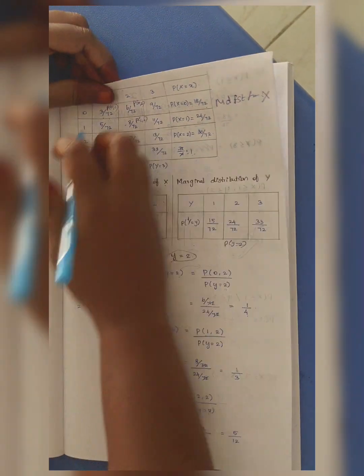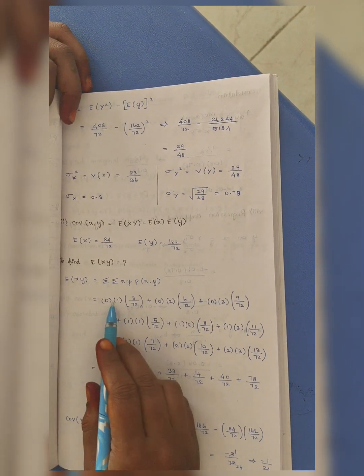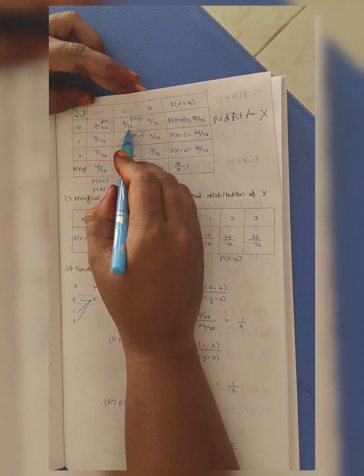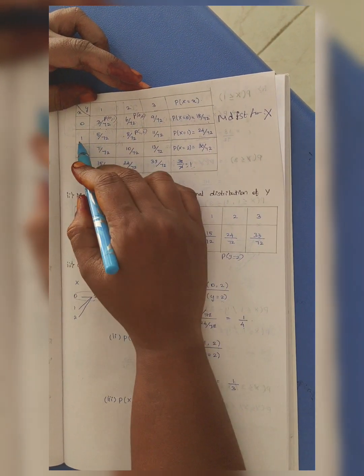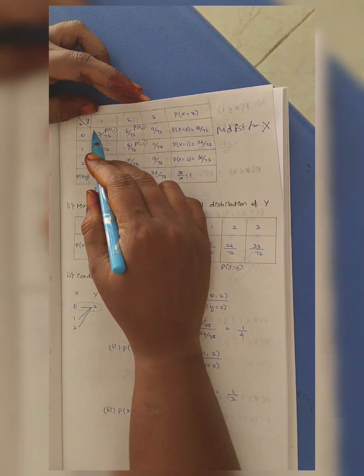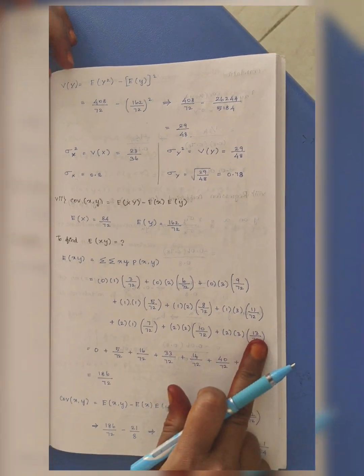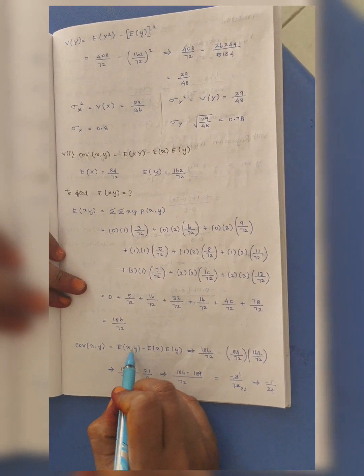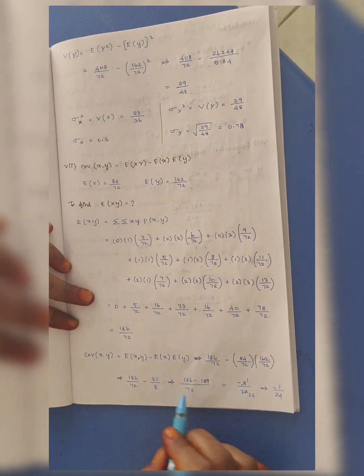See the table. 0 into 1, 3 by 72. Next is 0 into 2, 6 by 72, plus 0 into 3, 9 by 72, plus 1 into 1, into 5 by 72. Okay, so likewise we will fill all the values and find the E of xy. Now we can replace those values E of xy, E of x, E of y in this formula and find the covariance, the answer is minus 1 by 24.